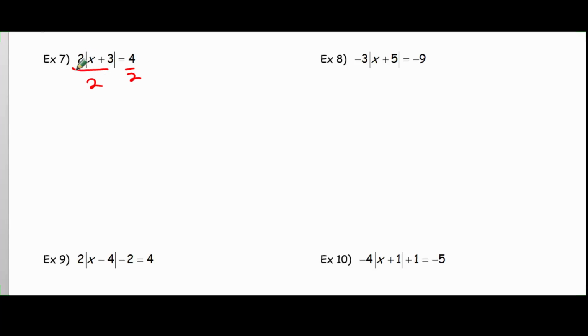So 2 times the absolute value. You want that 2 gone, so we cancel it out. Absolute value of x plus 3 equals 2, and then we split them up. x plus 3 equals 2, and x plus 3 equals negative 2. And hopefully you could finish this off. So you should pause this, finish the problem. When you're done, restart it, and see if you can get the right answer.